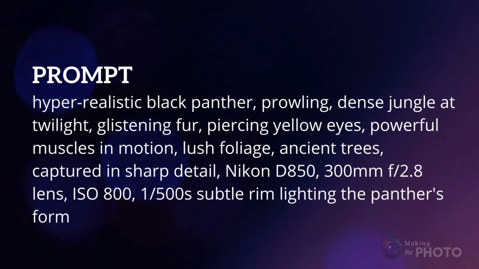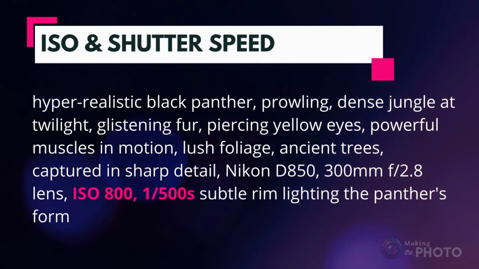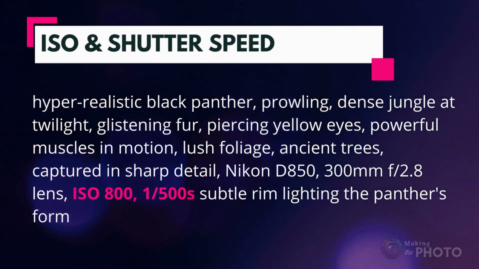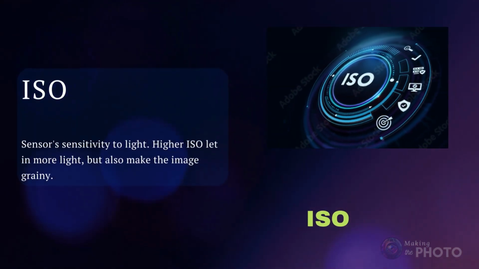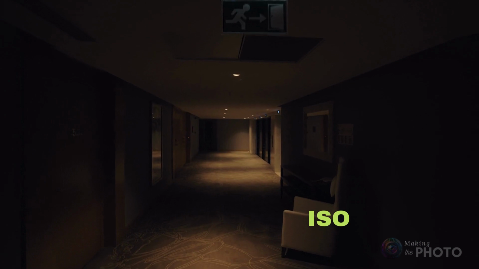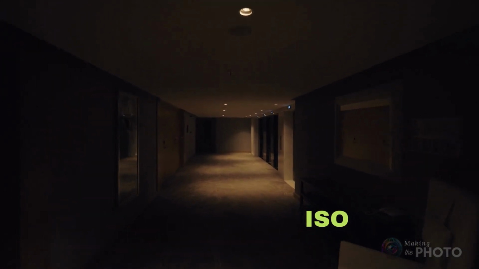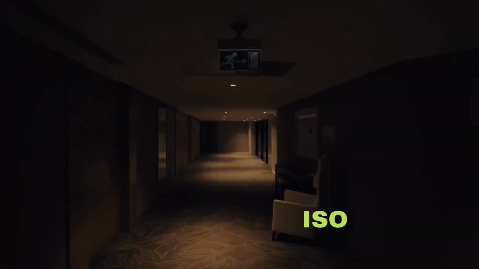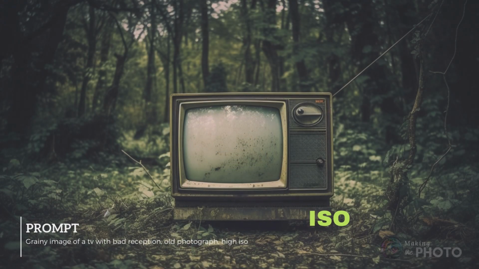But what about all those other numbers? And maybe it's been a while since you've seen a fraction. ISO adjusts the camera's sensitivity to light. It's like how your eyes adjust to a dim room. Increasing the ISO makes the sensor gather more light to see better in the dark. But high ISOs can also make your photo look grainy, like an old TV with bad reception.